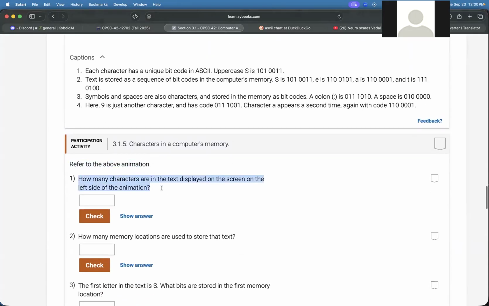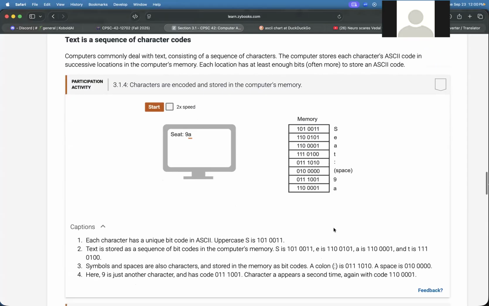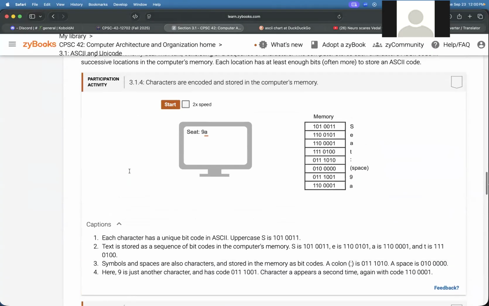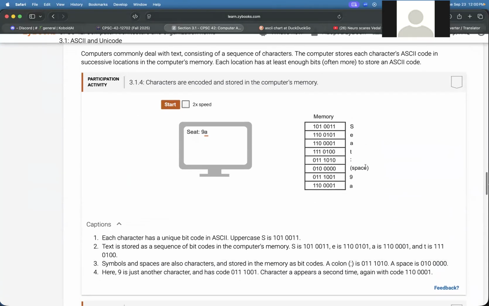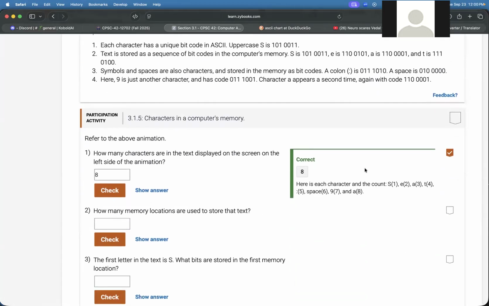How many characters are in the text displayed on the screen on the left side of the animation? Well, if it's going to display this, 1, 2, 3, 4, 5, 6, 7, 8. I'm going to say 8 without watching the animation, because there were 8 in the picture. Notice that things like space are still a character, even though they're empty. You had to have the space there, otherwise it wouldn't put an empty space. So a space is still a character.